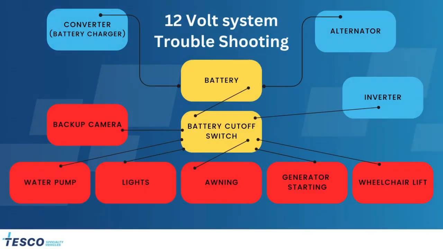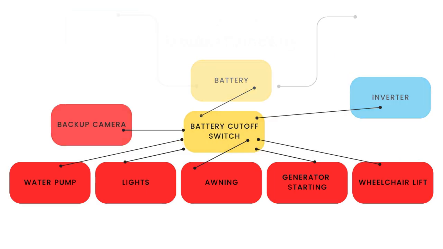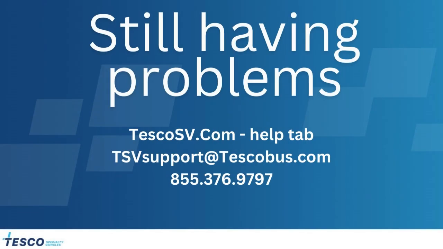The 12-volt system is a little more complicated to diagnose. But if you are having problems, take note of what is and is not working. If you encounter a problem where none of the 12-volt accessories are working, double-check that the battery cutoff switch is on. Also check the charge of the battery. If the battery is low, try starting the generator to charge the batteries.